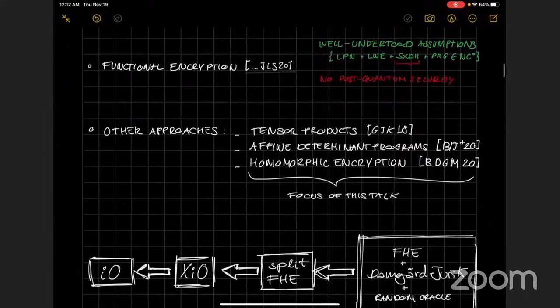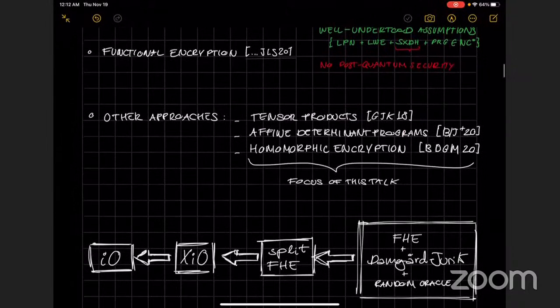The basic idea to construct I/O for this framework is to go through a new object called a split fully homomorphic encryption scheme, which we're going to define next. Split fully homomorphic encryption was shown to be sufficient in order to construct exponential I/O, and it's well known that exponential I/O already implies I/O with the additional assumption of LWE.